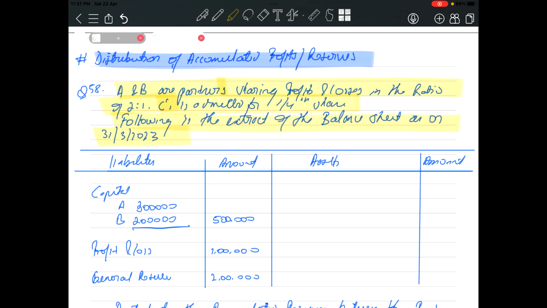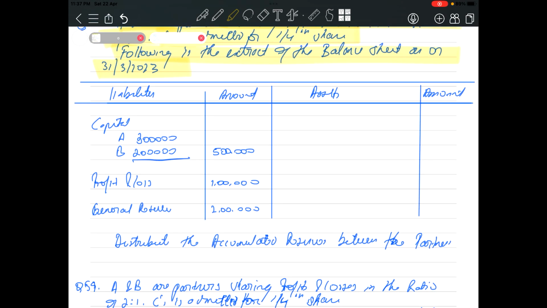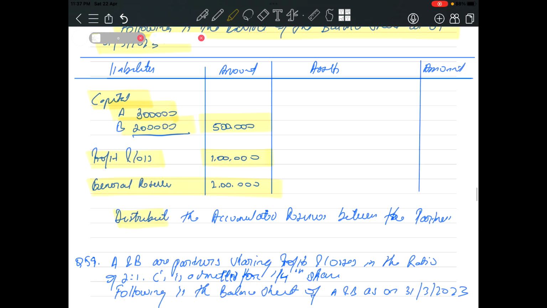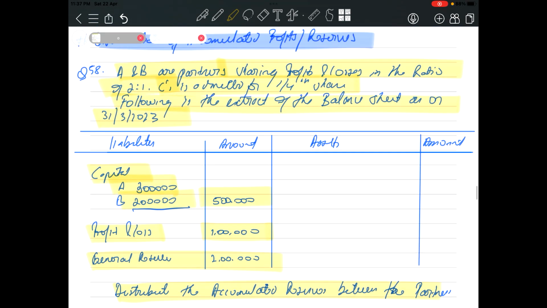As on 31st March 2023. This is the extract. Extract means only a few parts, the whole balance sheet will not be given. Now capital of A and B is given, profit and loss is given, general reserve is given. What is the requirement? Distribute the accumulated reserve between the partners. How much will A and B get? Let's see.